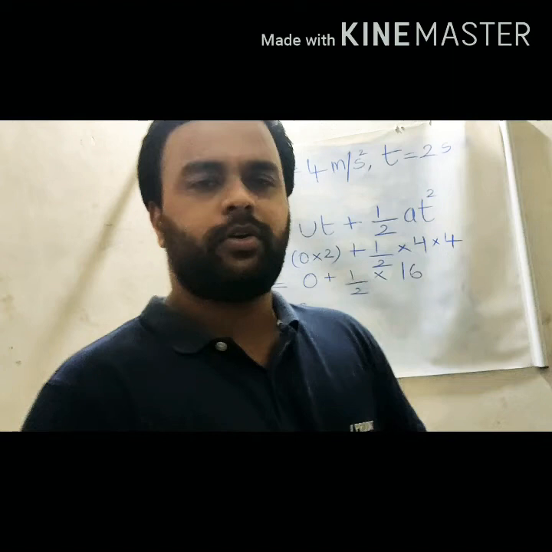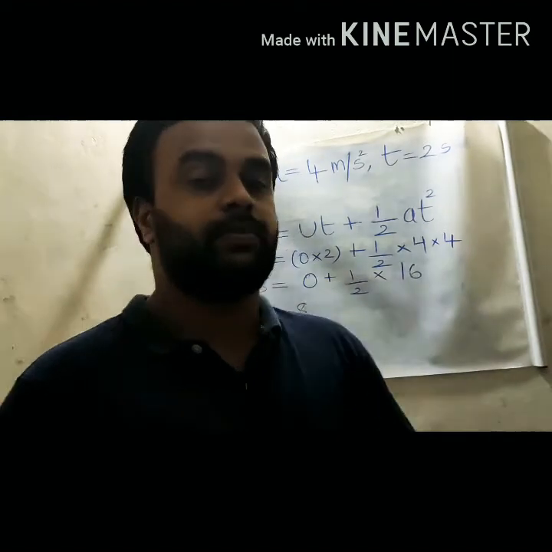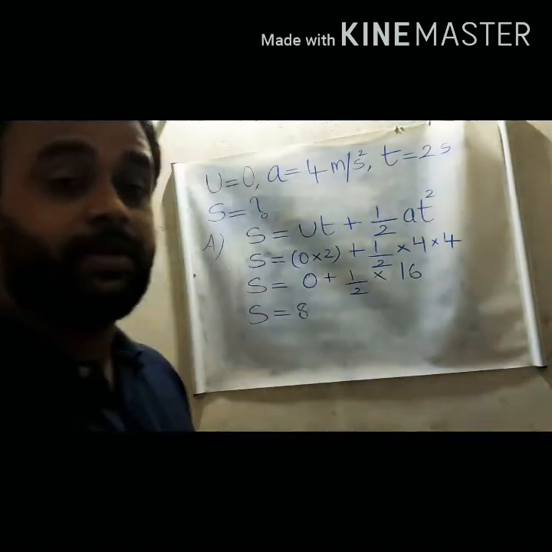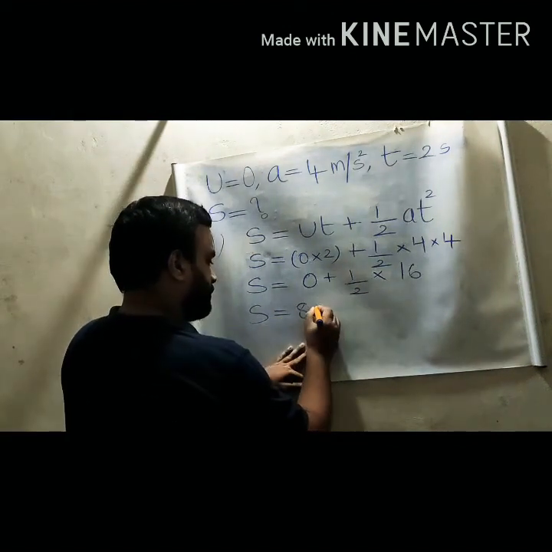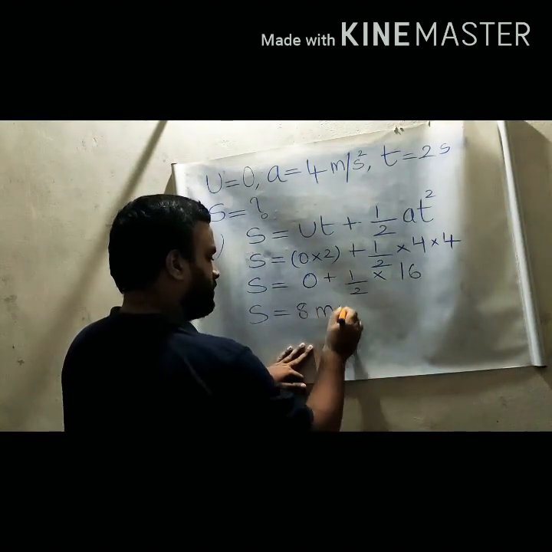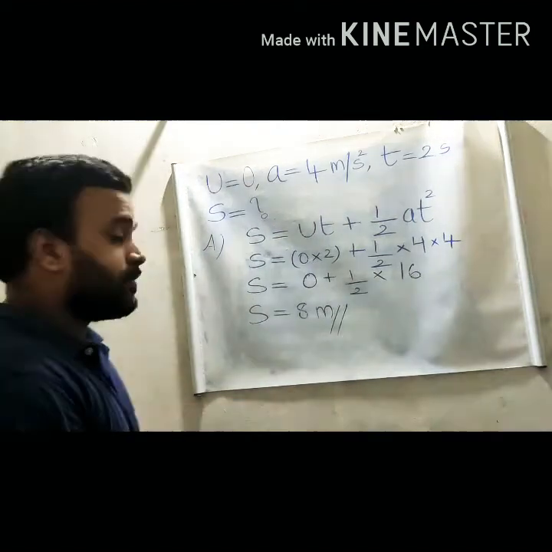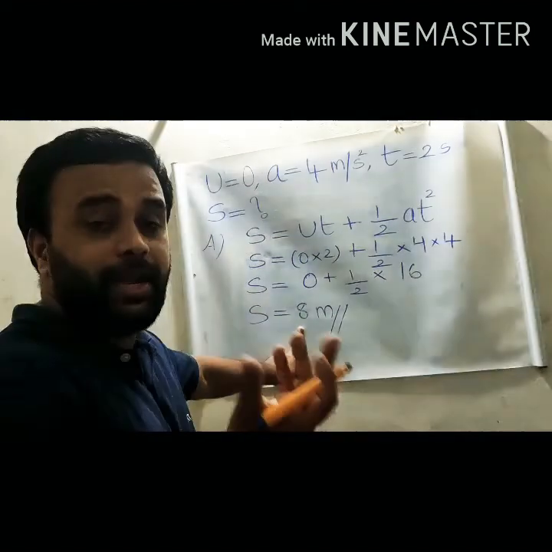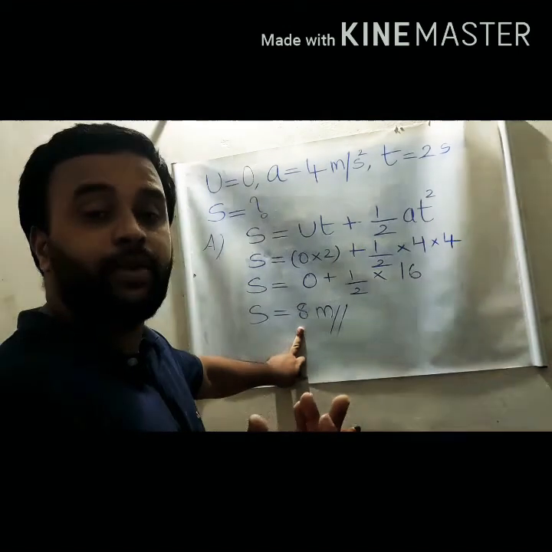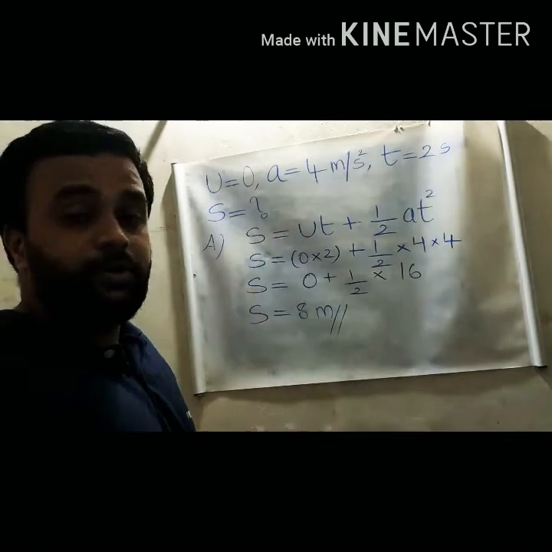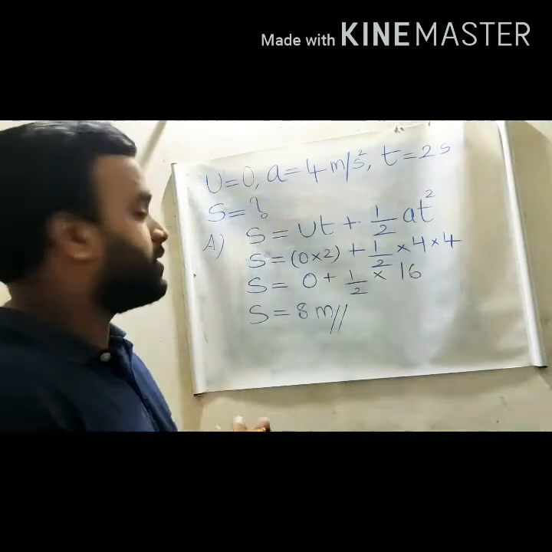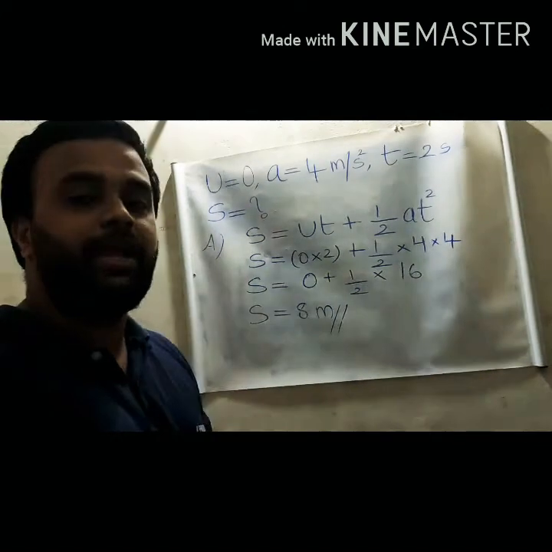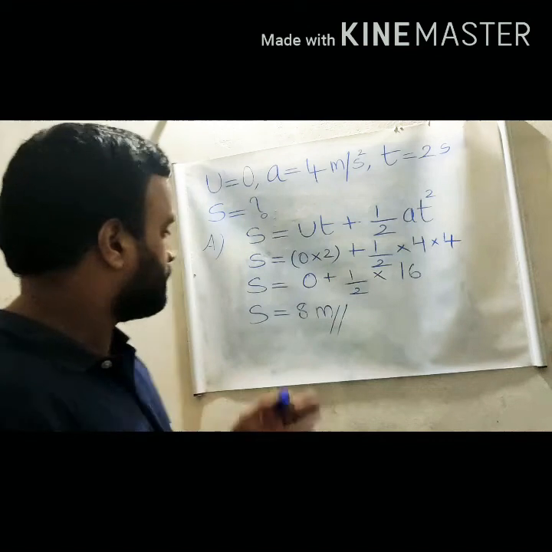So what's the unit of distance or displacement? The unit of distance or displacement is meter. So S is equal to 8 meter. What's the formula we used? S is equal to ut plus half a t square. Finally we get the answer: S is equal to 8 meter.